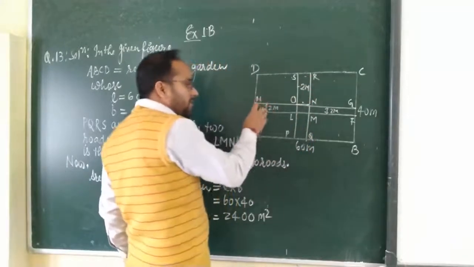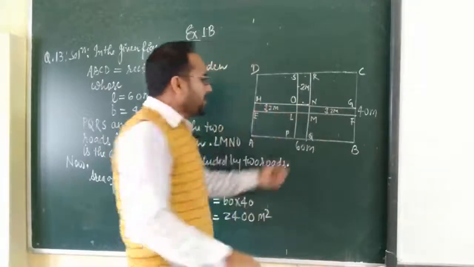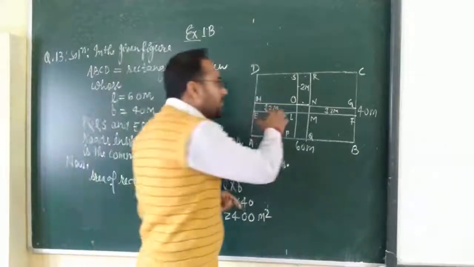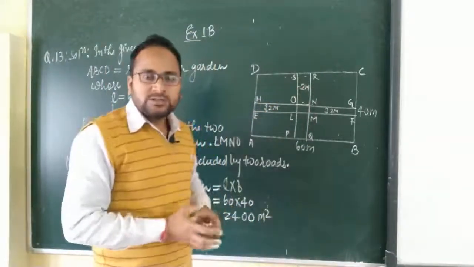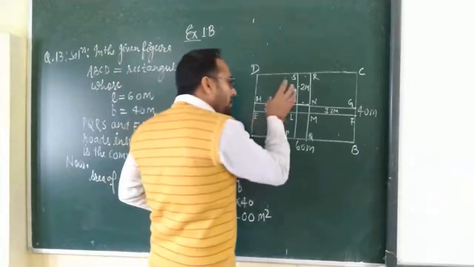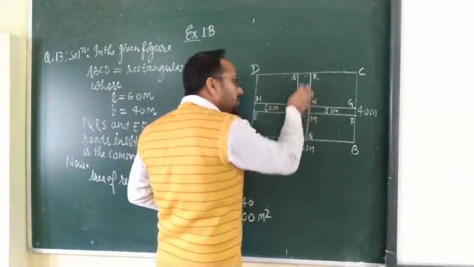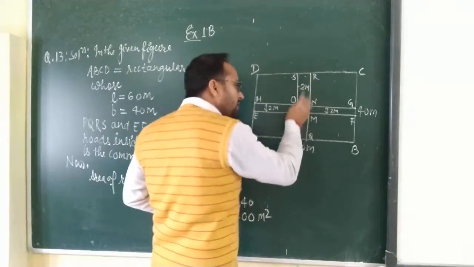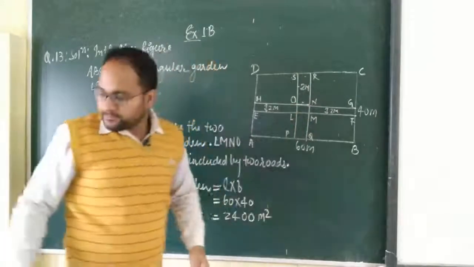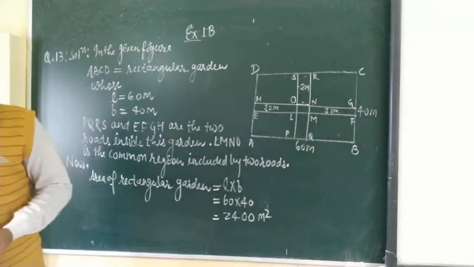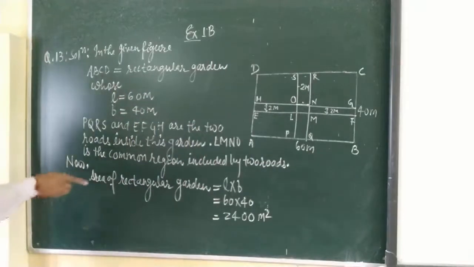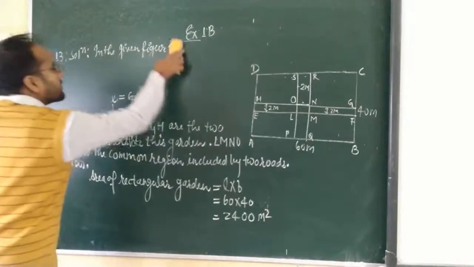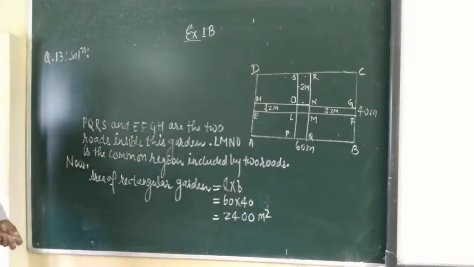Now our aim is to find the area of the first road PQRS, and the area of the road EFGH, and then the common area of the roads. If we subtract this common region from the sum of the areas of the two roads, then we get the area. Because this region is included in this road and also in this one, we subtract it one time. After that I am going to erase this one.